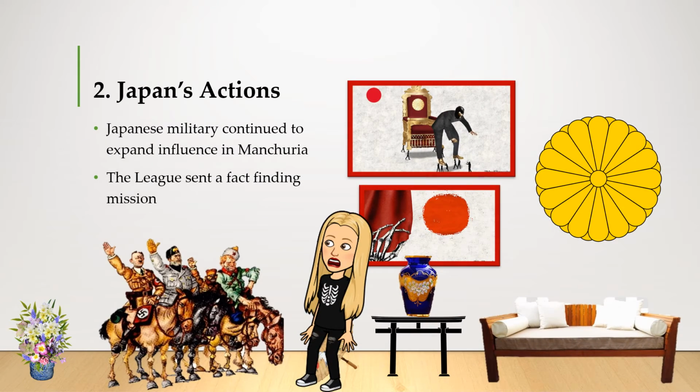While the Japanese government seemed to be cooperating with the League, the army continued to expand its influence over Manchuria in defiance of the request from the League that Japanese troops should withdraw to the railway zone.